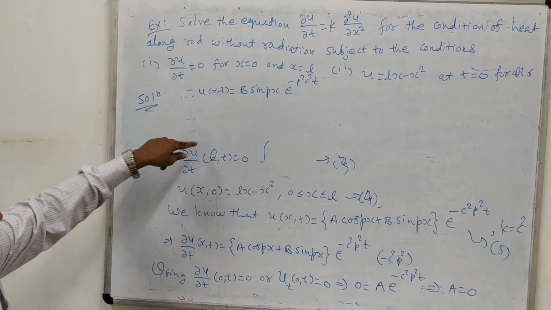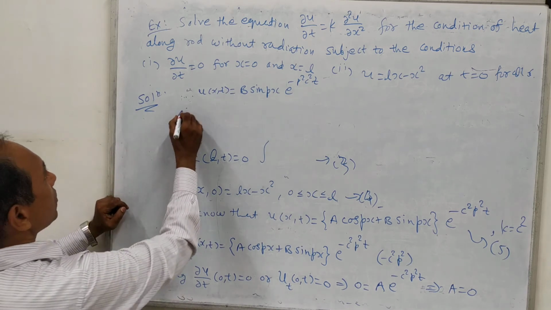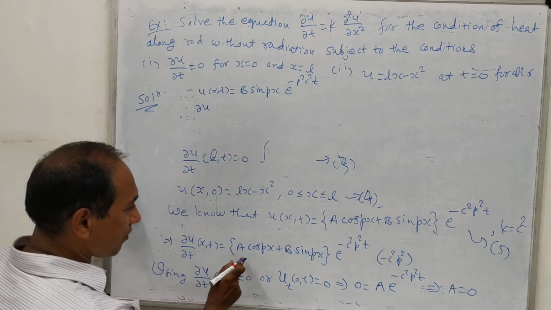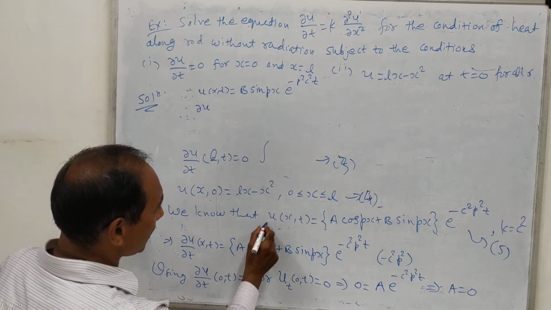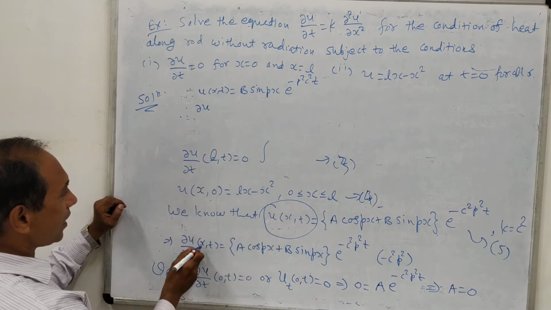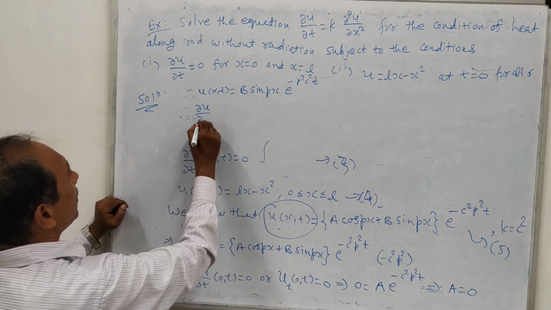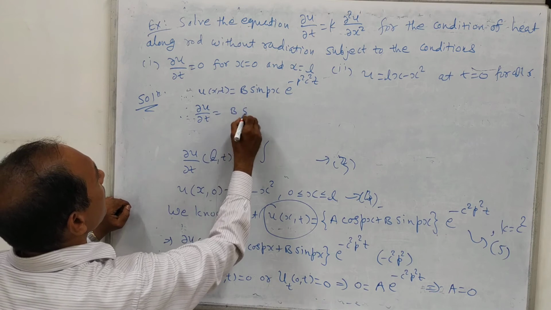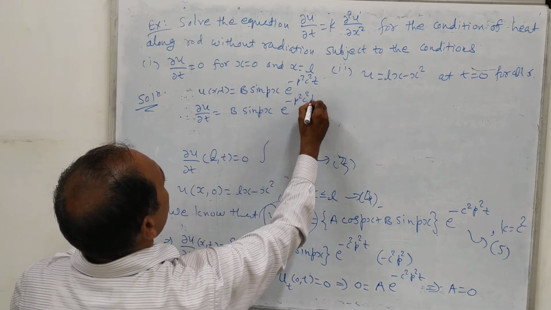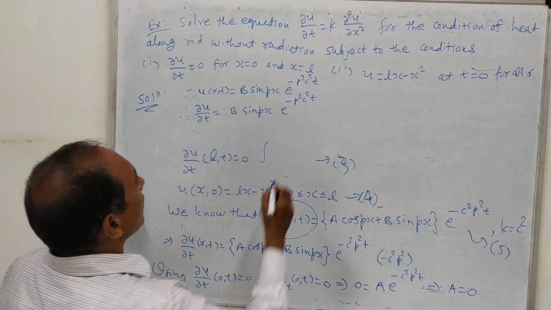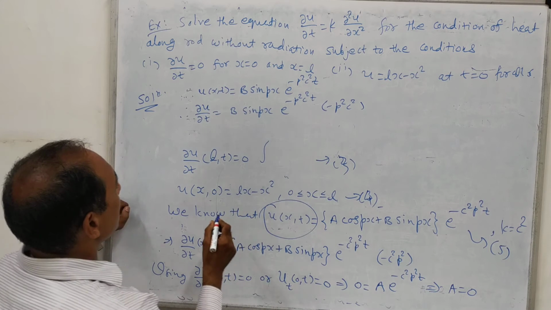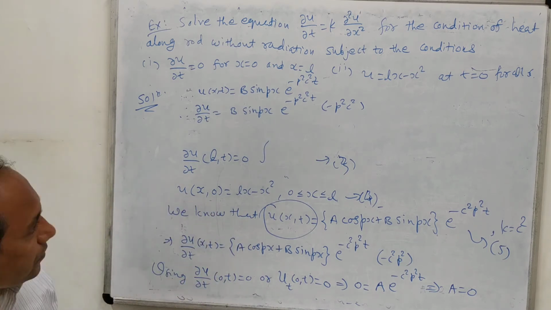Before applying the second condition, again it is in derivative form, so we will find its derivative. See, it is the derivative. We don't need to put the value of a over here because it is considered as the solution. Just we are finding the derivative to apply the condition. Del u by del t equals b sin px, and the derivative of the exponential function is e raised to minus p square c square t, and again the derivative of this is minus p square c square.